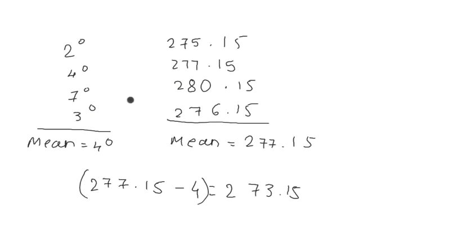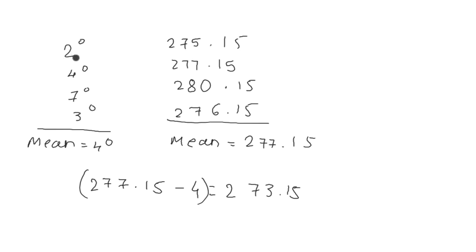Let's have one example just for fun. So in that case I will try to prove the statement. Suppose my data is in degree Celsius, that is 2 degrees, 4 degrees, 7 degrees and 3 degrees. So the mean of these 4 observations is nothing but 4 degrees Celsius. But now I want to convert this data into kelvins.